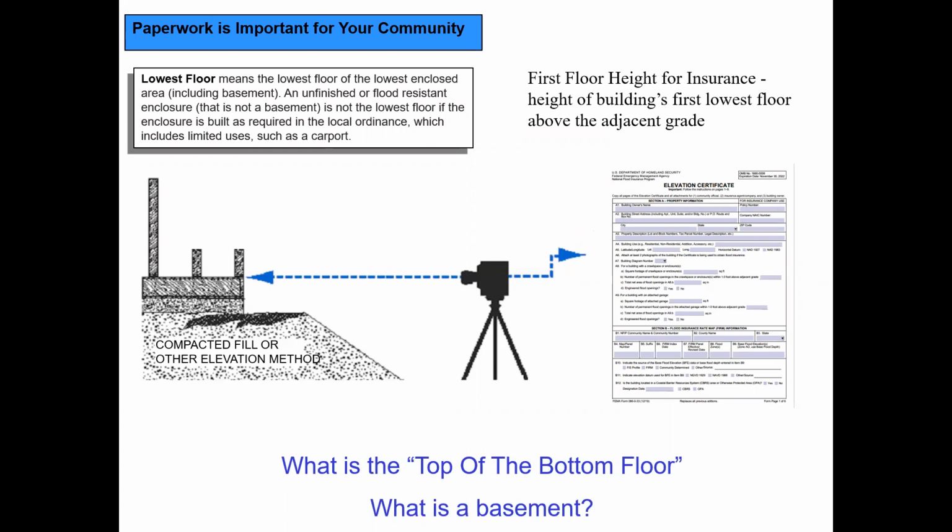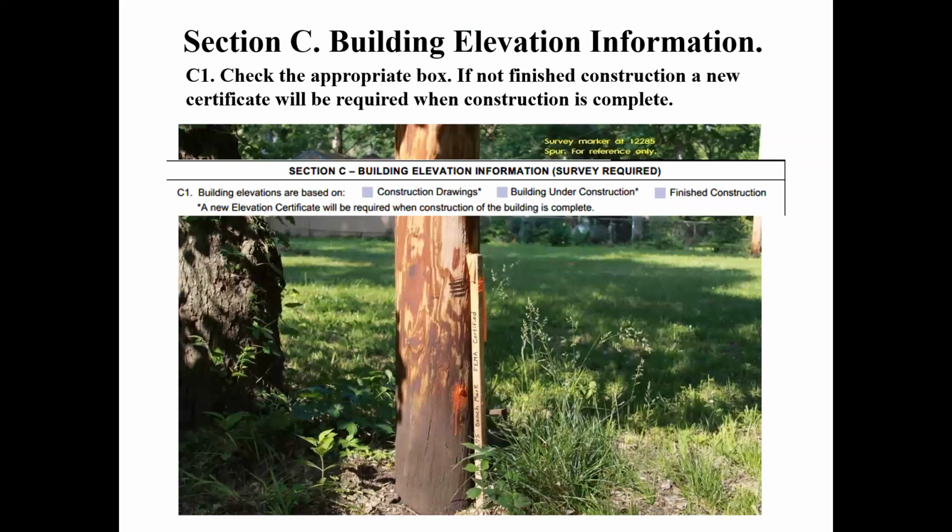We did have surveyors who may in the past have thought they were helping out property owners by putting false information into an elevation certificate to help with insurance costs. However, that doesn't help anybody. It only causes problems. So we don't want to see that. And maybe under Risk Rating 2.0, that won't happen since we're looking at the first lowest floor above the adjacent grade.